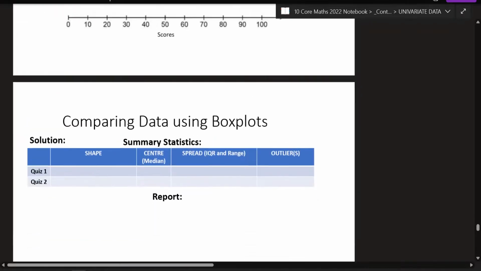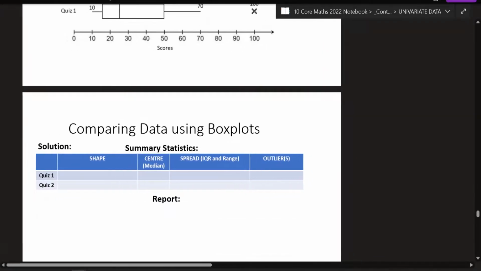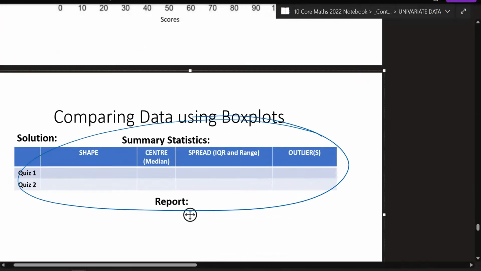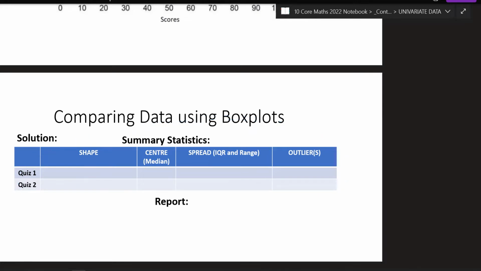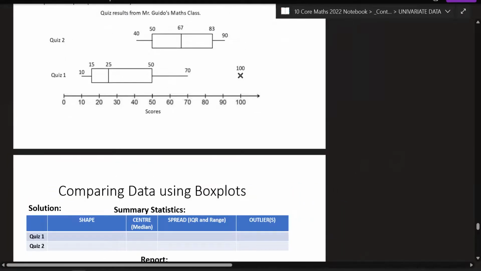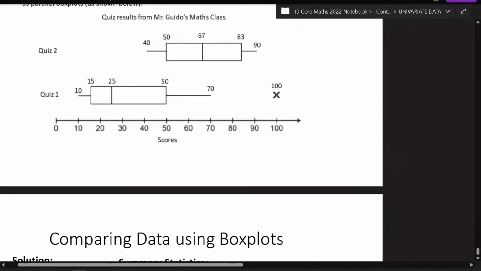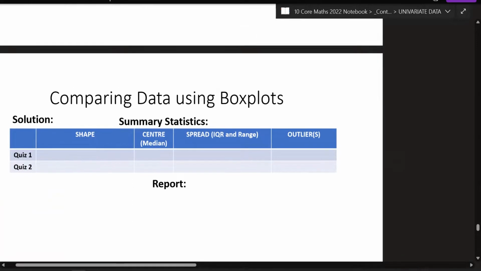Now, let's go to this page and we're going to write down all of that as a summary in here. And then we're going to report on it. Okay, there's going to be a lot of writing for this part of data, so make sure you're paying attention. Now, quiz 1. The shape for quiz 1 is approximately symmetrical. So let's put that in.